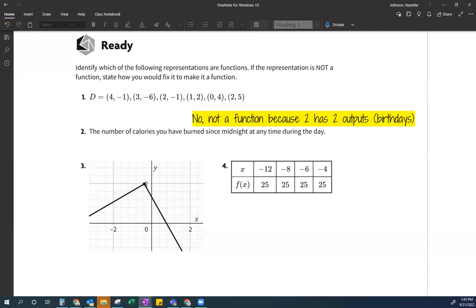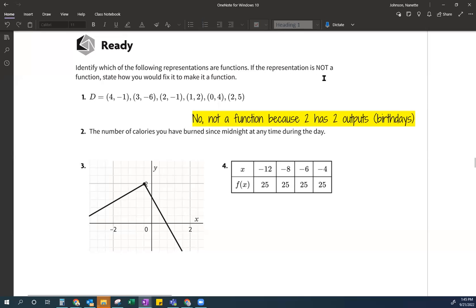Okay, so some people say, yes, Ms. Johnson, this is a function. Very good. Now, it didn't ask, it actually did. It said state how you, wait, sorry. Hold on a second. Identify which of the following representations are functions. Okay, so no, it's not a function.